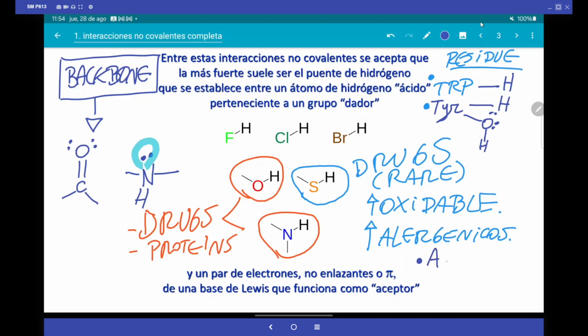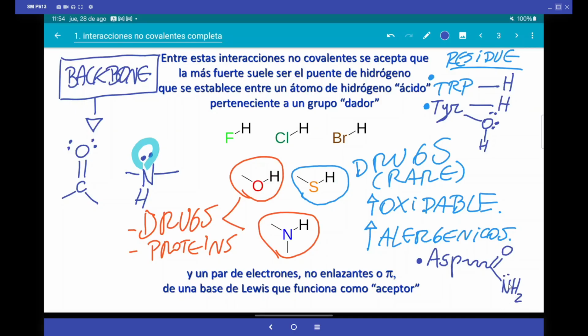Asparagine has an amide in the side chain, and therefore it can act as an acceptor, both things: the oxygen mainly as an acceptor and the protons as a donor. They have no other option.